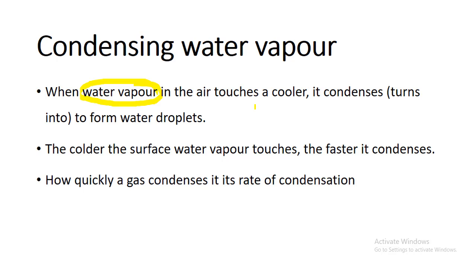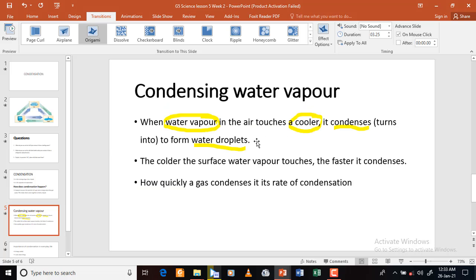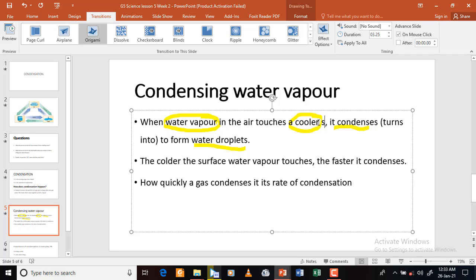When water vapor in the air touches a cold surface, it condenses. It turns into a liquid, not a gas, sorry. It turns into a liquid and condenses to form water droplets. So when water vapor in the air touches a cold surface, it condenses to form water droplets. Here let me just do some addition. Cold surface. So here should be the cold surface.